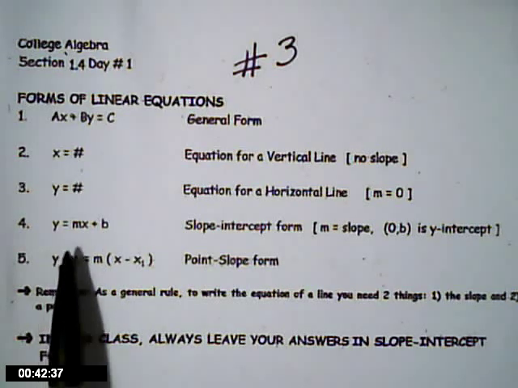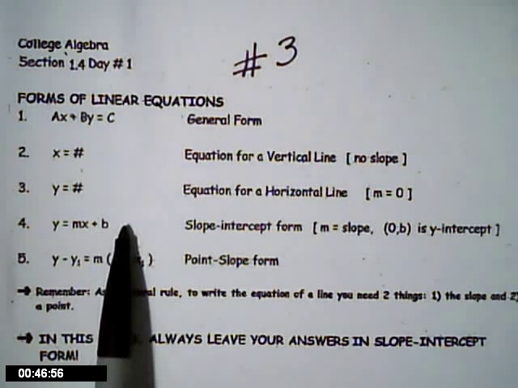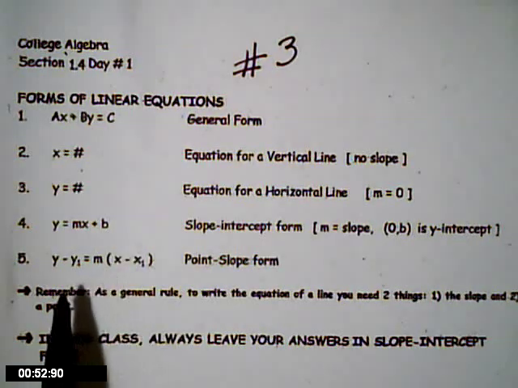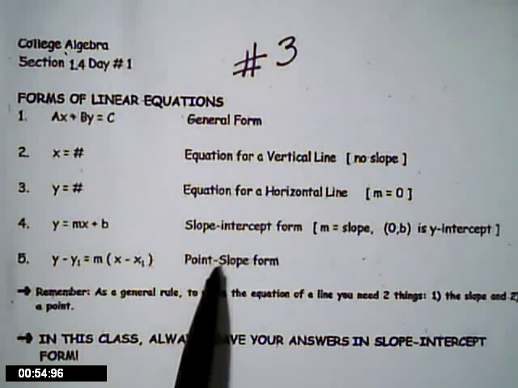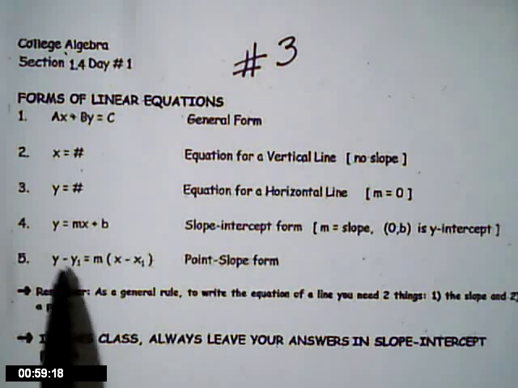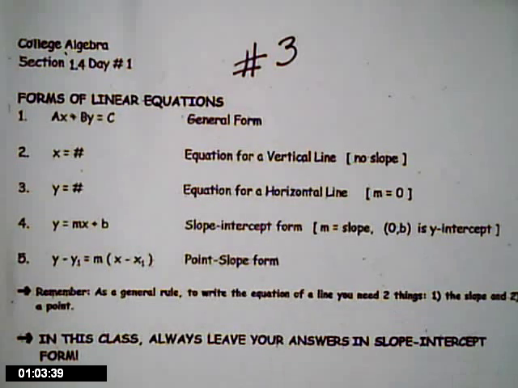The slope-intercept form of a line is when you solve for y, and it's y equals mx plus b, where m is the slope and b is the number that goes in the y-intercept coordinates. There's a working form called point-slope, and this is what we're going to introduce in this lesson and work with. y minus y sub 1 equals m times x minus x sub 1.